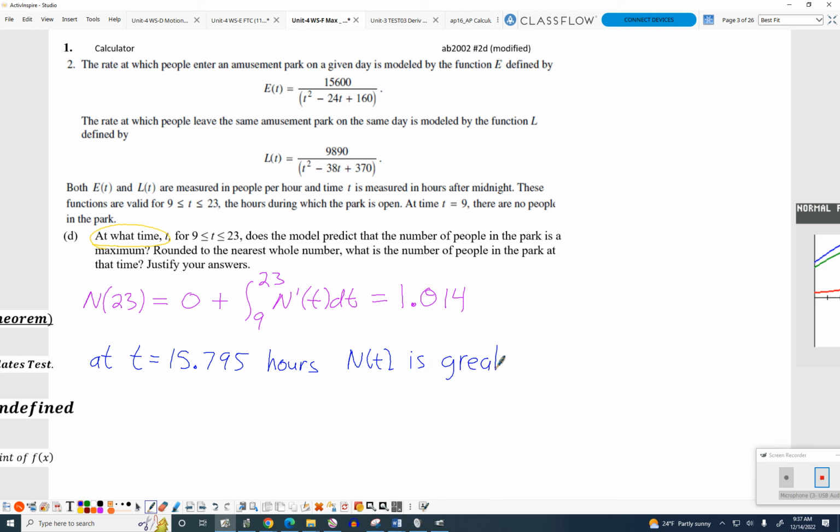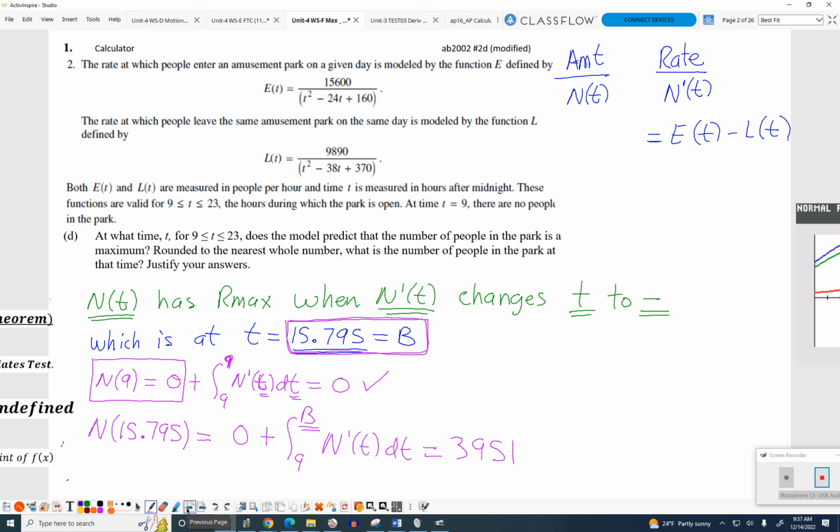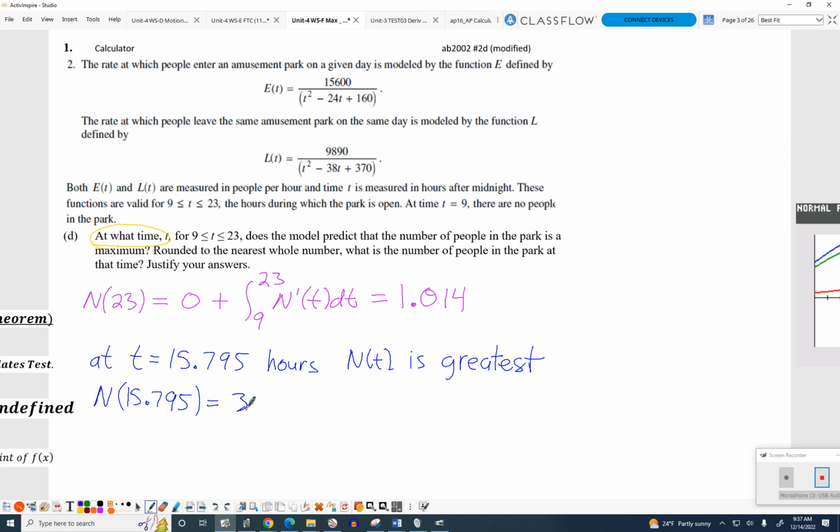That's the time when the number of people in the park is highest. So at that time, n of t is greatest, and then it asks for the number of people at that time. So I write that down too. The number of people at that time, n of 15.795, is equal to 3951. And that will give me all the points on this problem. On the test you'll take second week in January, hopefully, that problem would be worth 12 out of 100.